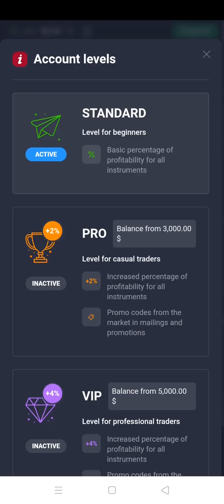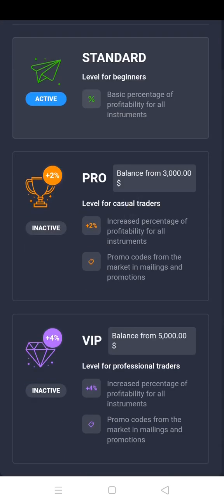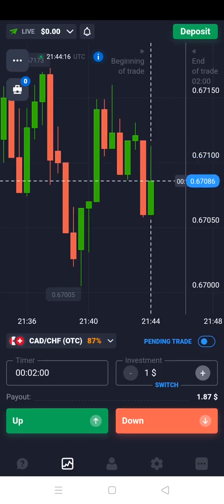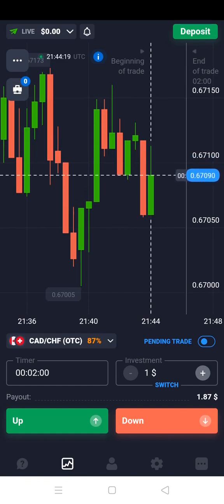We have standard. These are your levels depending on how much you deposited into your trading account balance. So if you have $3,000, you'll be at the pro level. If you deposit $5,000, you'll be at the VIP. So by next week I'll be doing a deposit of $10,000. With that I'll be at the VIP level, and definitely I'll still increase the amount once Olim Trade releases my money. But I can still grow the 10,000 to 20,000 within a space of 30 days and even more.